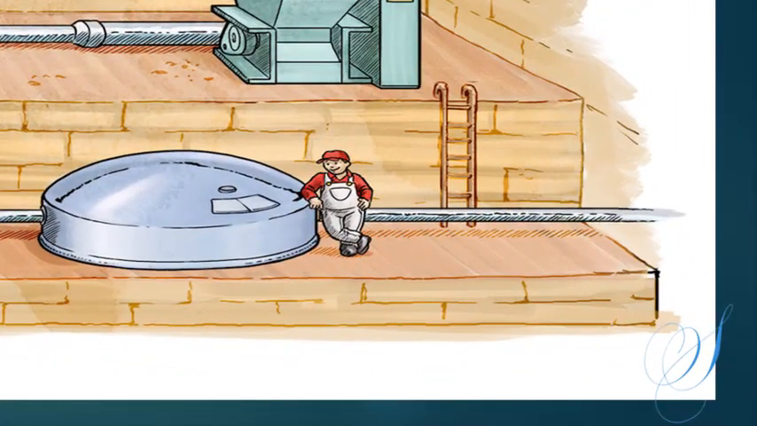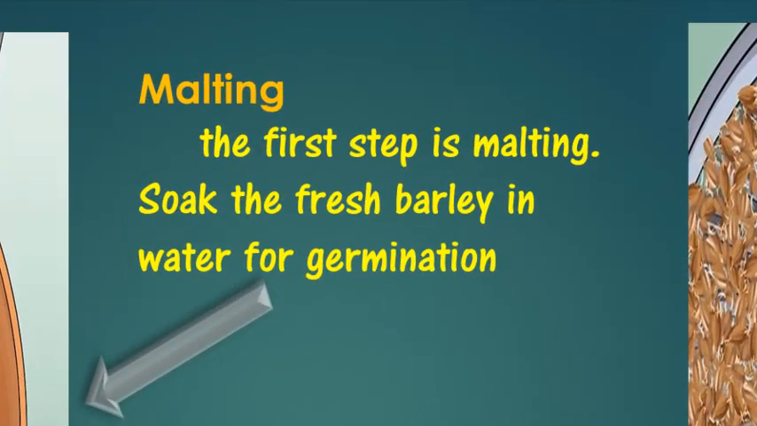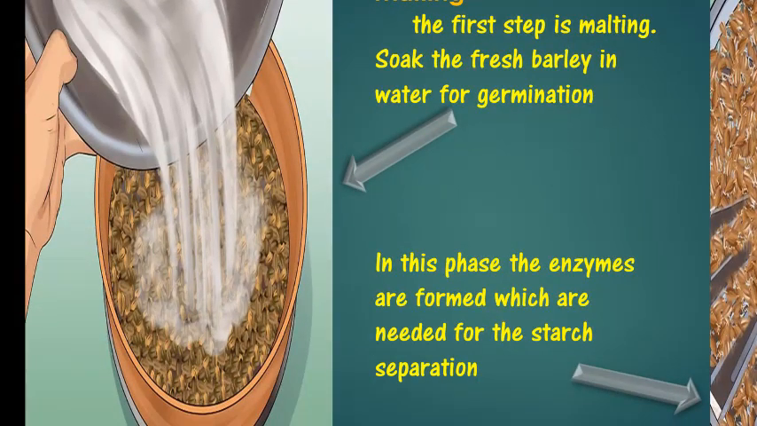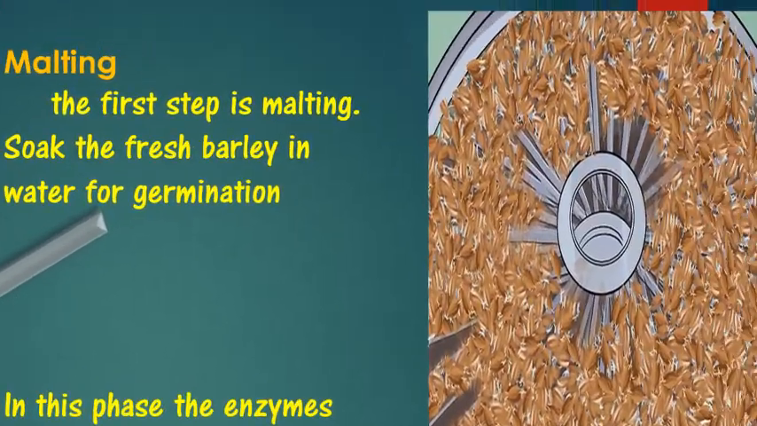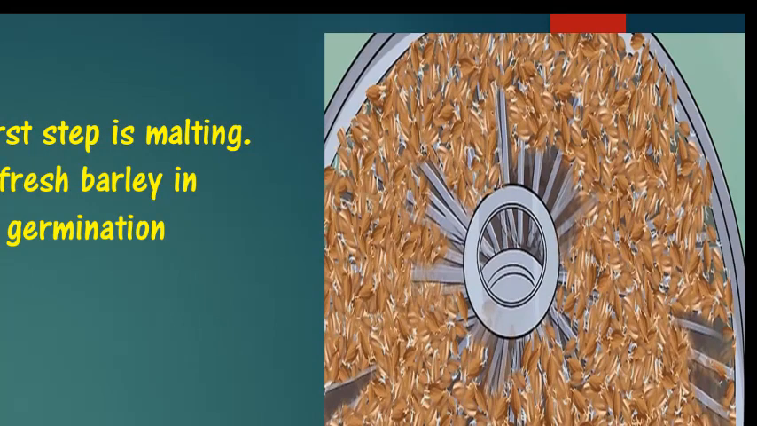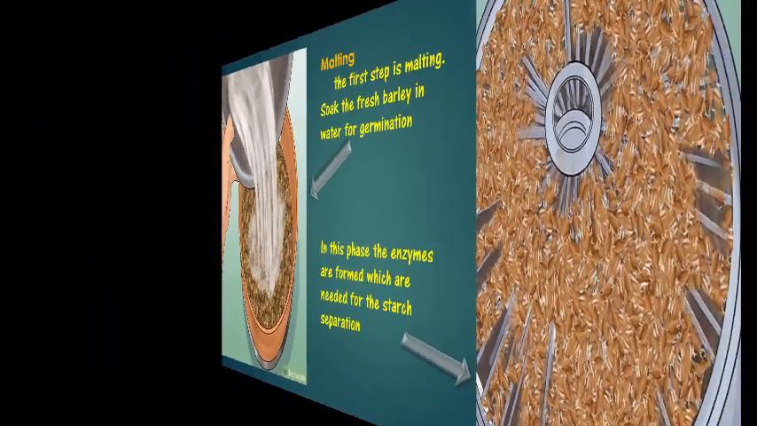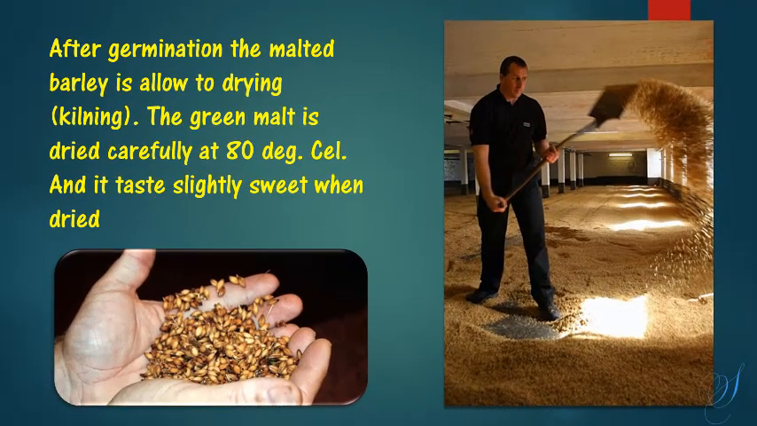The first step of beer making is malting. What is malting? Malting is nothing but soaking the grains in water and allowing them to germinate. Why do we have to malt the grains? Because this process breaks down the structure of barley and releases the desired sugar and enzymes. After the malting process is done, the grains are allowed to dry.